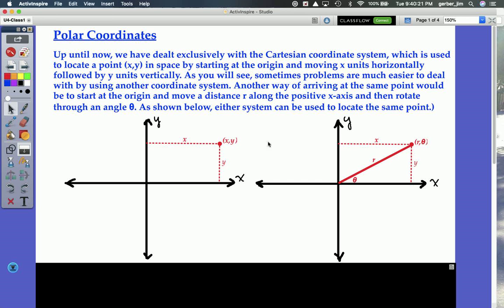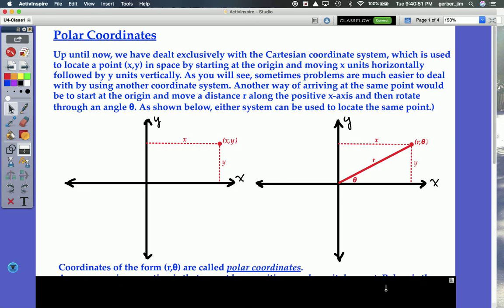You'll notice that this point in the first coordinate is the same on both diagrams, but the way that we get there and the way that we label it is completely different. In a Cartesian system, we label it (x, y), meaning go to the right x and go up y. In a polar system, we label it (r, theta), meaning rotate through an angle of theta and then move r units away from the pole. So that's the beginning of polar coordinates. (x, y) we call a Cartesian coordinate, (r, theta) we call a polar coordinate.